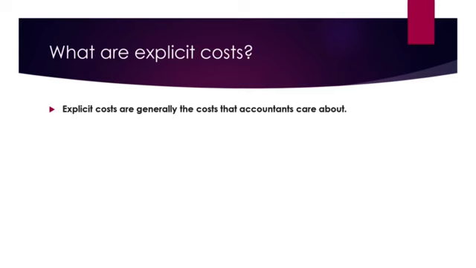Explicit costs are generally the costs that your accountants care about, right? Your accountant's going to be posting to the general ledger, doing those kinds of things and trying to get a sense of how well your firm's doing. So tracking the explicit costs helps your accountant determine your firm's profitability, right? So when you're working with your accountant, you would want to report all of the explicit costs to him.